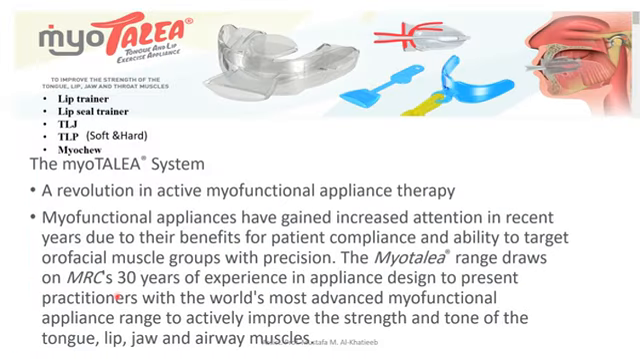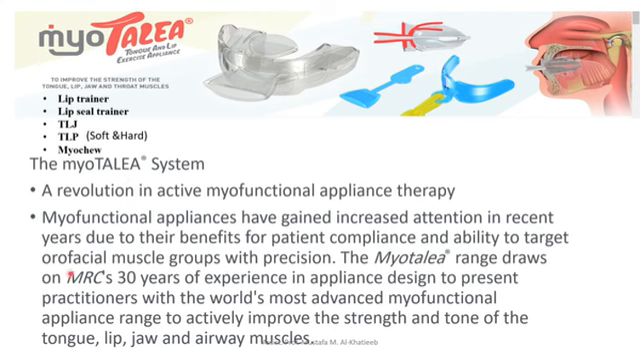The Myotilia. This is another type of Myobrace. It is used for tongue and lip exercise appliances. It improves the strength of the tongue, lip, jaw, and throat muscles. The types are lip trainer, lip seal trainer, TLJ, TLP. There are two types, soft and hard, and MyoChew.